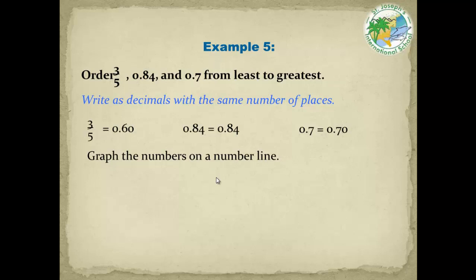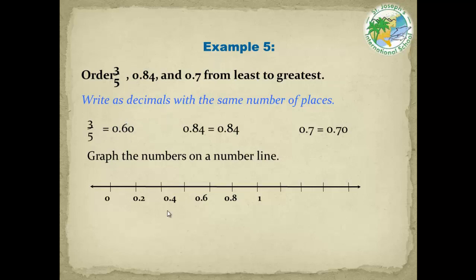Graph the numbers on the number line. We can use the number line to order. We have a number line from 0 to 1. Why from 0 to 1? A decimal number is less than 1 and greater than 0. Then 0.8, 0.81, 0.82, 0.83, 0.84. Then this number is the greatest decimal number. Okay? And 0.6, and here 0.7.